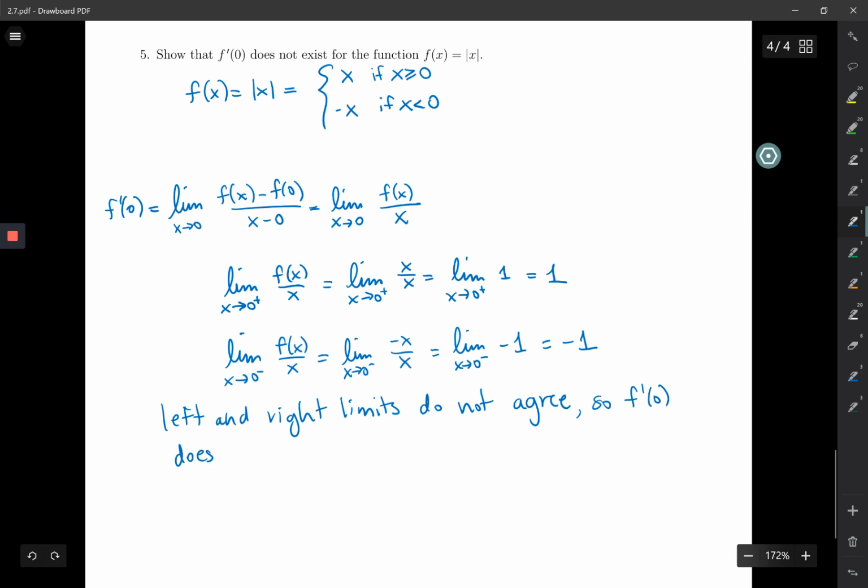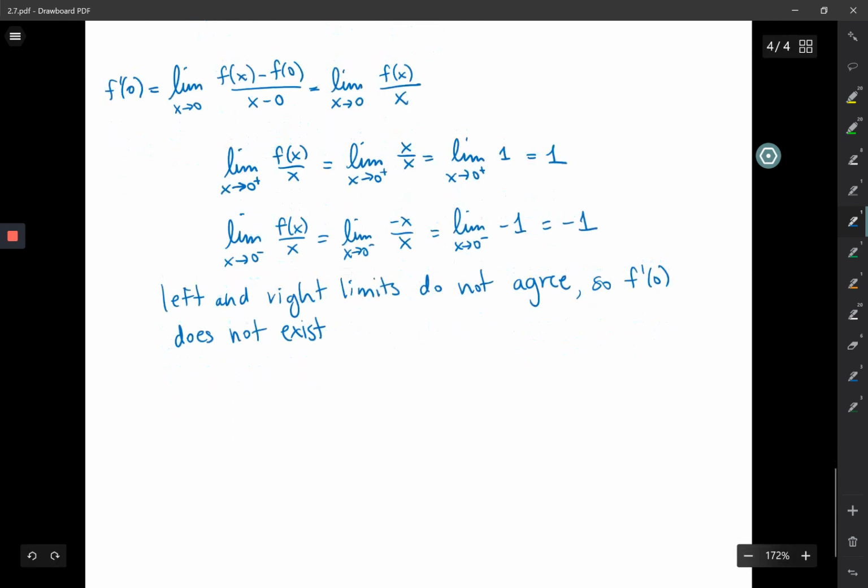So this points out something that could happen, which is that the derivative might not exist. It's defined via a limit, and we know that sometimes limits do not exist. So sometimes the derivative of a function at a point does not exist.